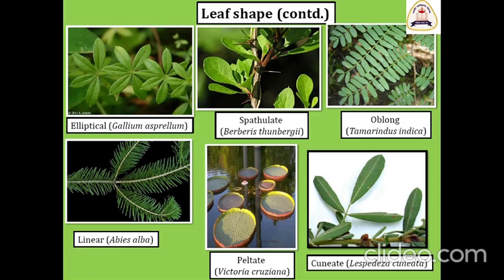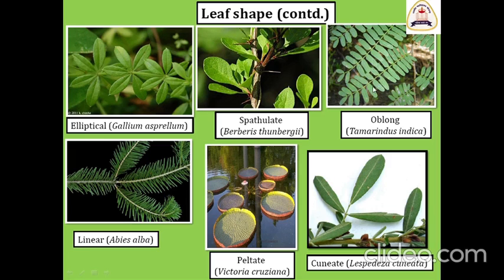As the leaf shapes continue, the next shape is the elliptical. Elliptical means the elliptic path. Like this is the elliptical form. The elliptical leaf, that is the Galium asperellum. Spathulate means spoon shaped. The base is narrower, elongated, and the tip is flattened like a spoon. So this is the Berberis thunbergii.